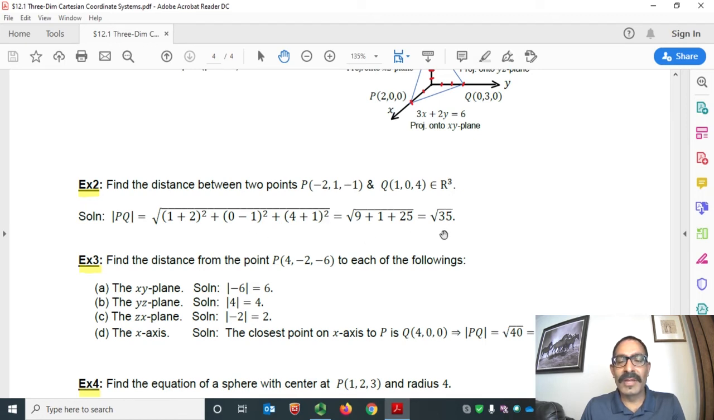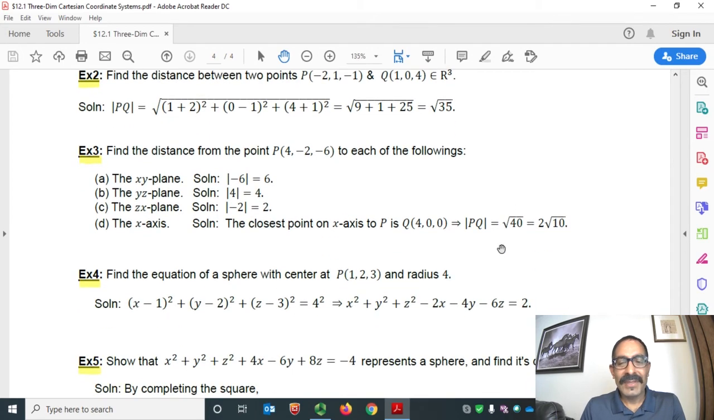Simplify, it turns out to be radical 35. The radical 35 units is the distance between these 2 points. I hope this makes sense to you all. Now let's move on. Example 3.